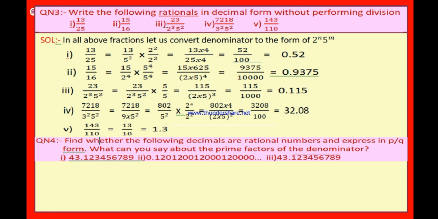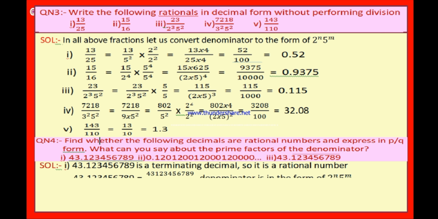Whereas if you look at the second bit, 0.1201200120000120000 and so on. And the third bit, 43.123456789 recurring. Now look at the solution. First bit is 43.123456789 and it is stopped there.